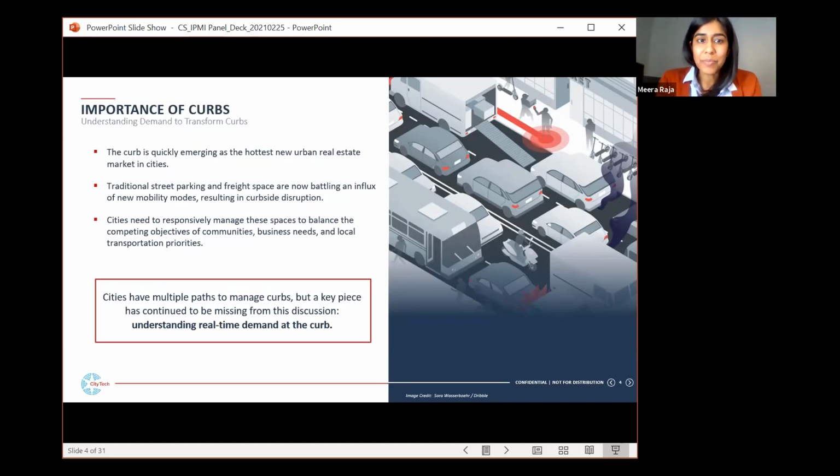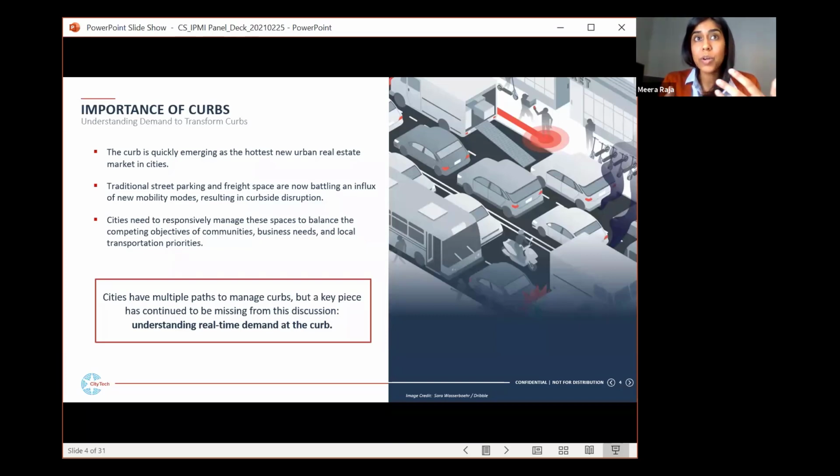in cities. We know that some of the traditional street parking, some of the traditional freight spaces are now battling some of these new modes that are coming in, whether they're rideshare, whether they're bikes, any of those things, and it's resulting in some curbside disruption. You've likely seen this in your own hometowns. You're here at this panel, so I'm sure you understand the importance of that.